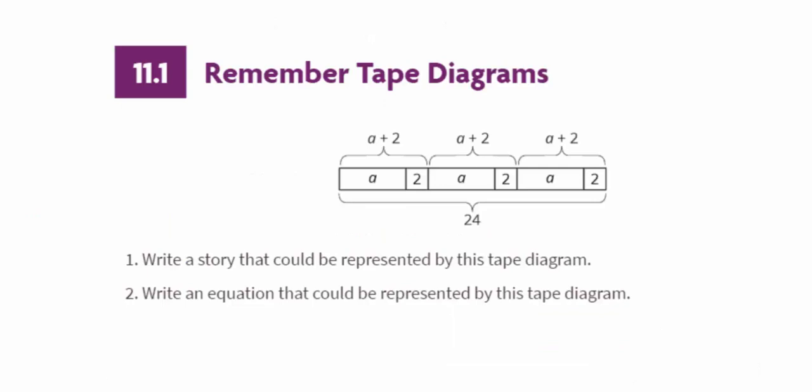Let's look at 11.1, Remember Tape Diagrams. So here we have a tape diagram, and number 1 says write a story that could be represented by this tape diagram. So as I'm looking at this tape diagram, I see that I have a total of 24 of something, and then up here I have a group of a plus 2, another group of a plus 2, and another group of a plus 2.